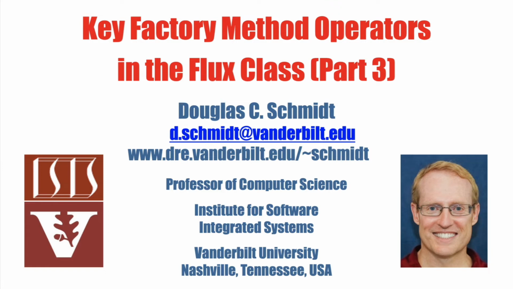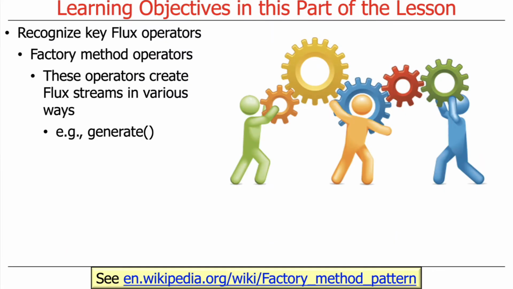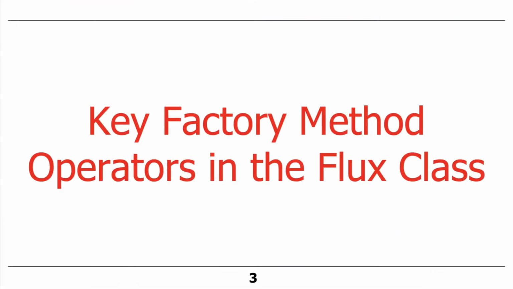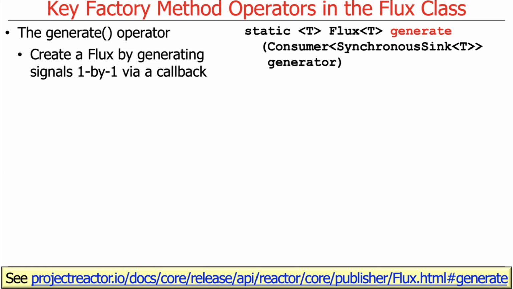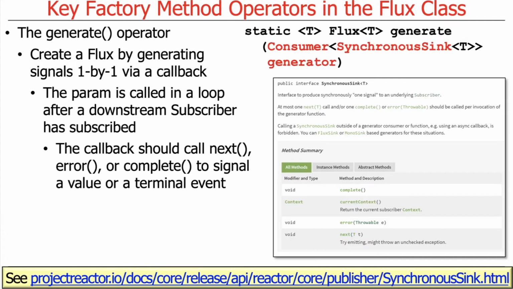So we're now going to talk about another Flux factory method operator. We've talked about a bunch of them before. This is one that's called generate. And the generate operator will create a flux by generating signals one by one via a callback.